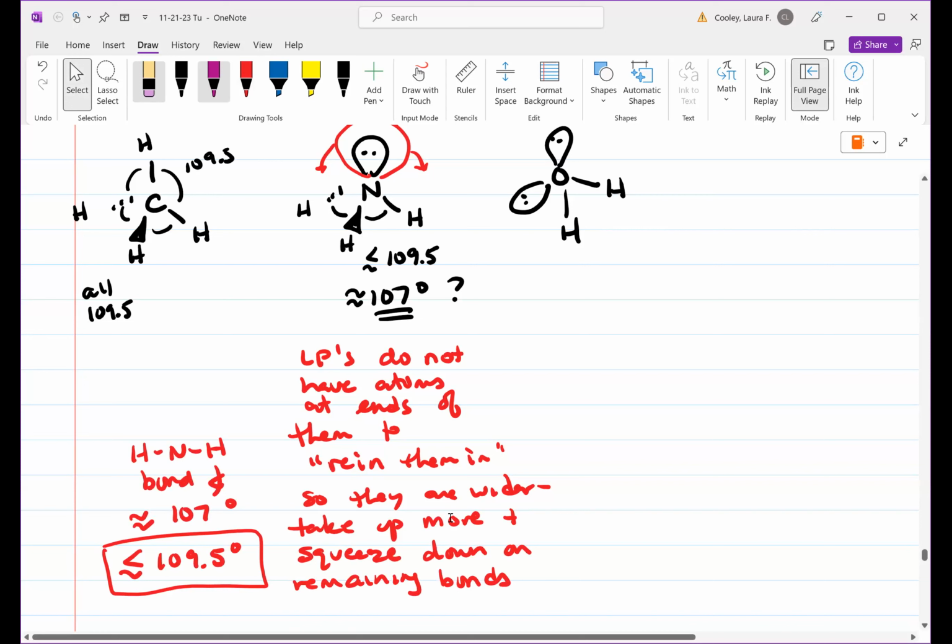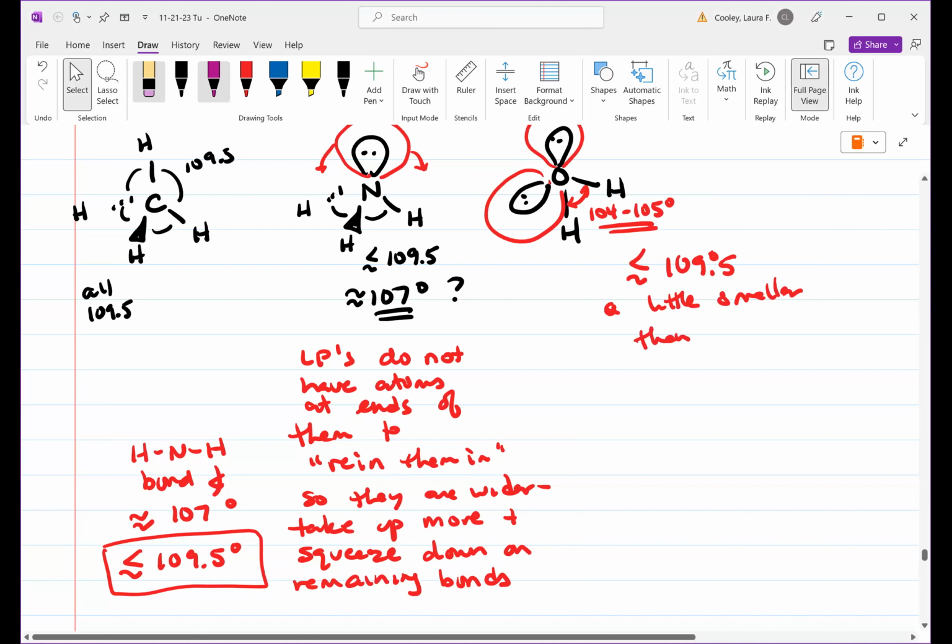And in water, we have 2 lone pairs that are taking up more space, pushing down even more on that bond. So this bond here is about 104 to 105 degrees. So it's even a little smaller, less than about 109.5. And it's a little smaller than the HNH bond angle.